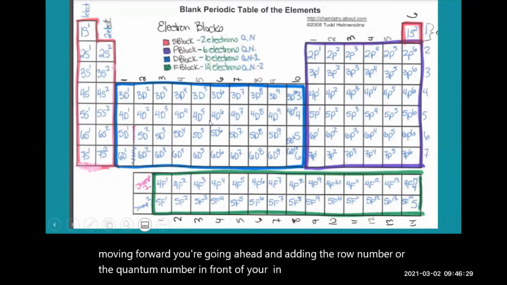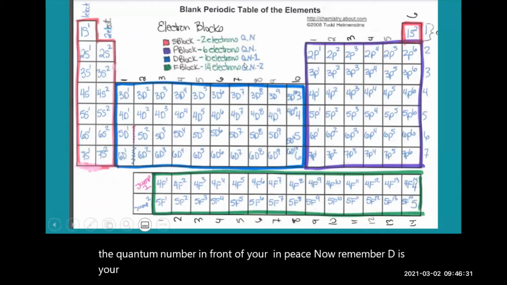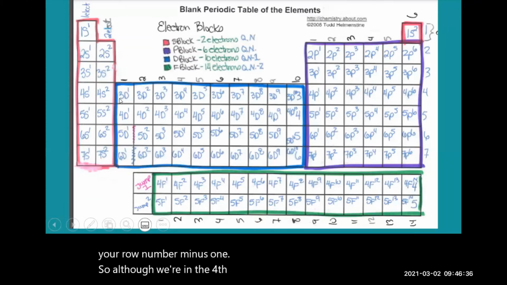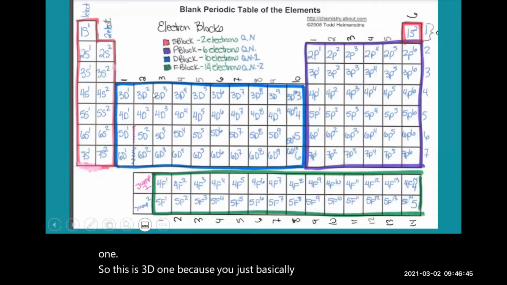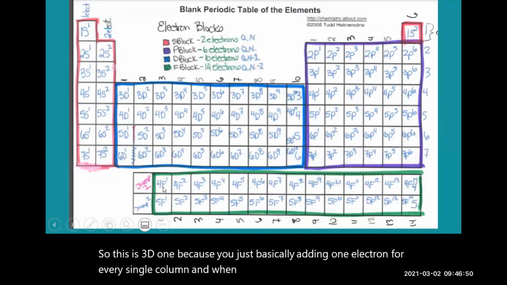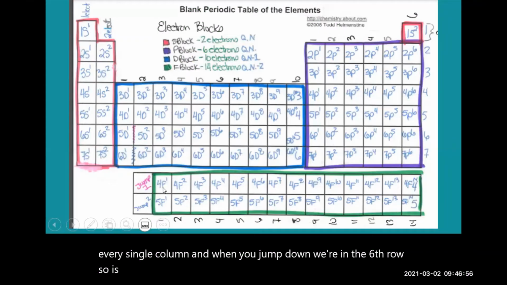Now remember, D is your row number minus 1. So although we're in the 4th row, this is 3d, because 3 goes back 1. So this is 3d1, because you're basically adding 1 electron for every single column. And when you jump down, we're in the 6th row. So F is the row number minus 2. So 6 minus 2 starts with 4.